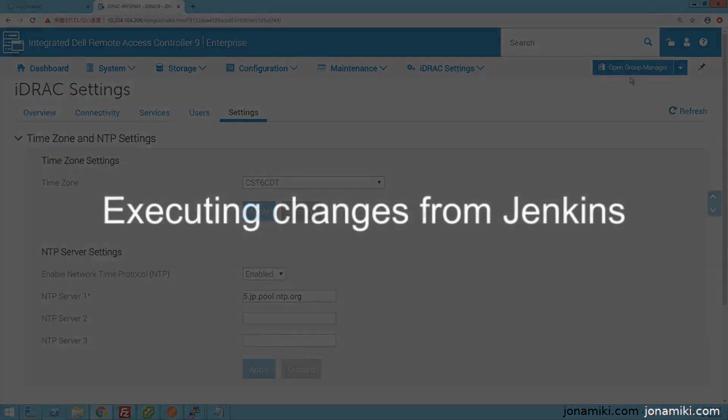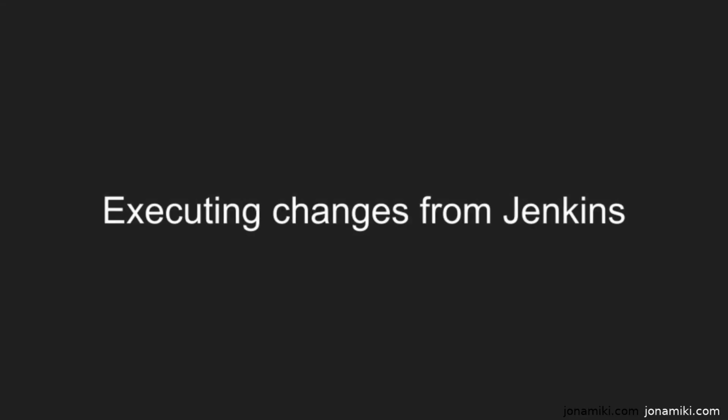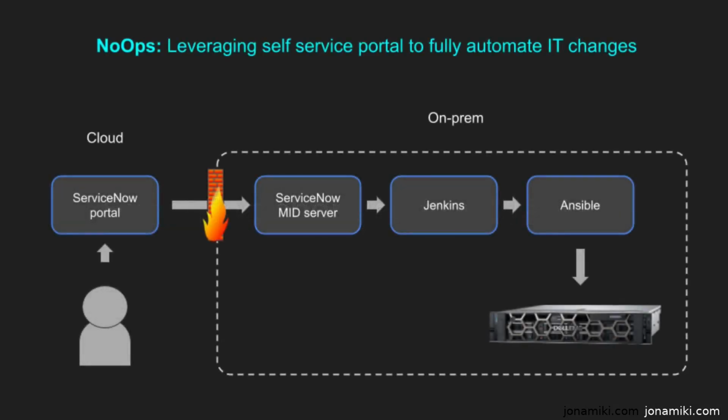Now, how about triggering this with Jenkins? How do you link Jenkins and Ansible? You can see there that's the next step, right? So Jenkins will trigger Ansible, Ansible will execute the playbook, and the playbook will update the changes then on the server itself.